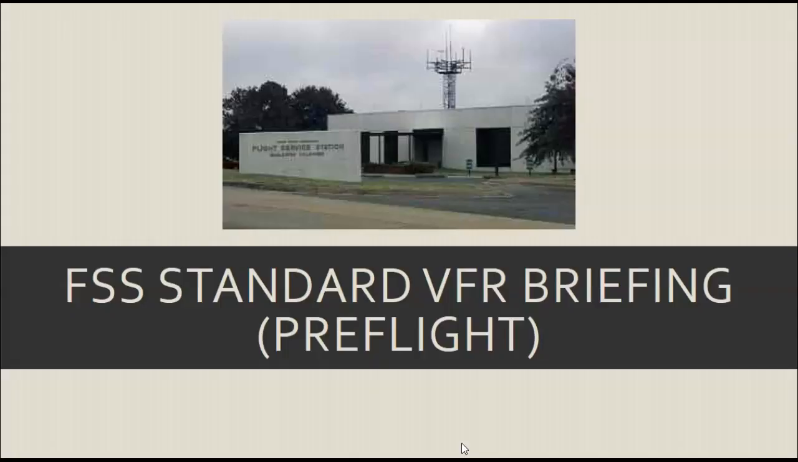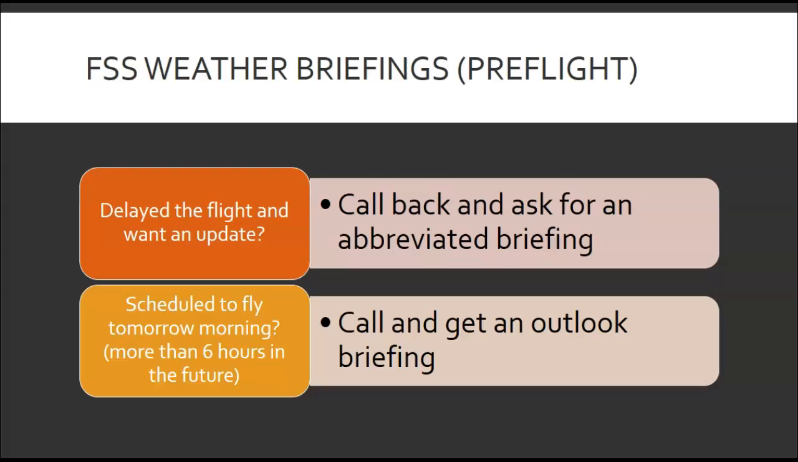When you first call the flight service station, you should ask for a standard VFR briefing. After you get your standard briefing, if your flight is delayed and you want an update, you can call back and ask for an abbreviated briefing. If you're scheduled to fly more than 6 hours into the future, you can call and ask for what's known as an outlook briefing.